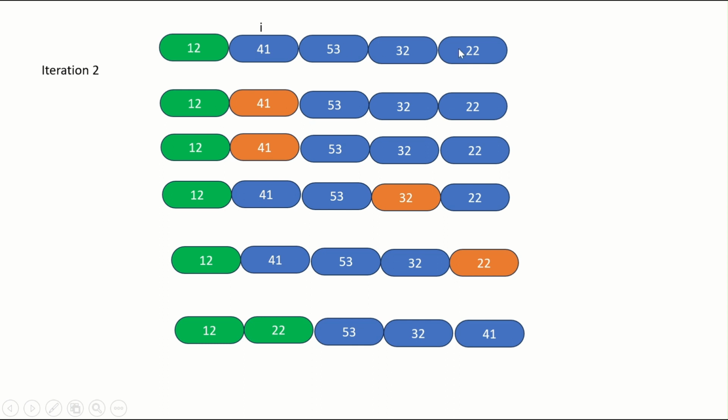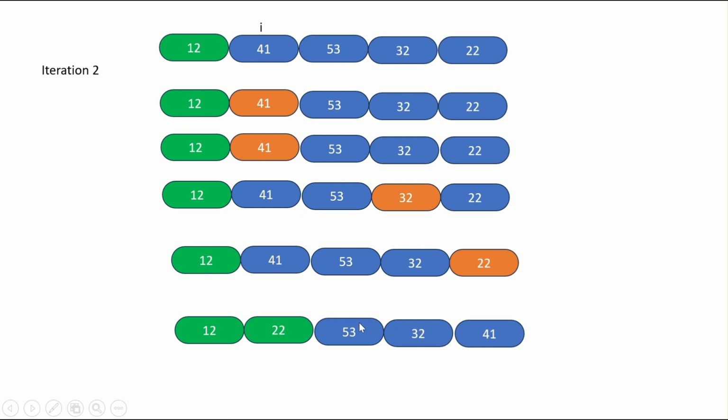So this was the outcome of the first iteration. In the second iteration, let's not consider 12 because it's already sorted. Let's consider i to be the first element in the unsorted array. So this position is the ith position and 41 is the minimum element. It is compared with 53. 41 remains the minimum element. It's compared with 32. So 32 becomes the minimum element because 41 is greater than 32. Then the minimum element 32 is compared with 22 and 22 becomes the minimum element. So this element will occupy the ith position, that is the second position. So 22 will appear over here. So 12 and 22 are sorted.